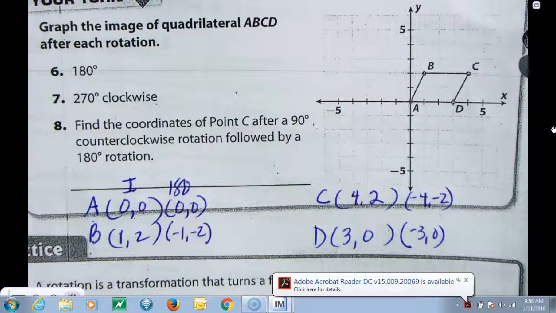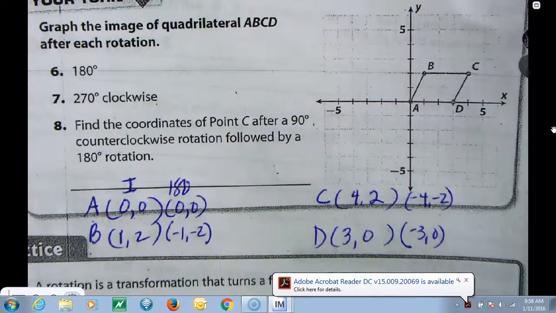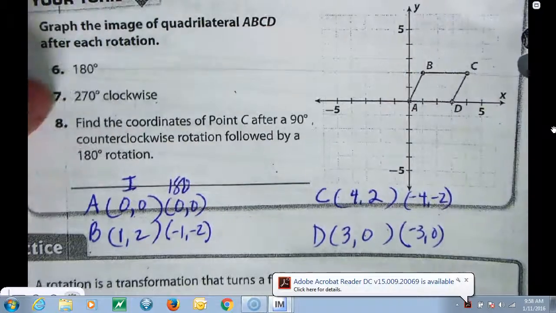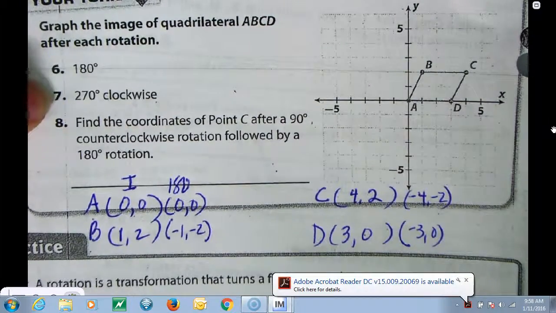Okay? That's a 180. Easy? 180. Switch the signs. That's all you're doing. Okay, now we're going to do a 270 clockwise.